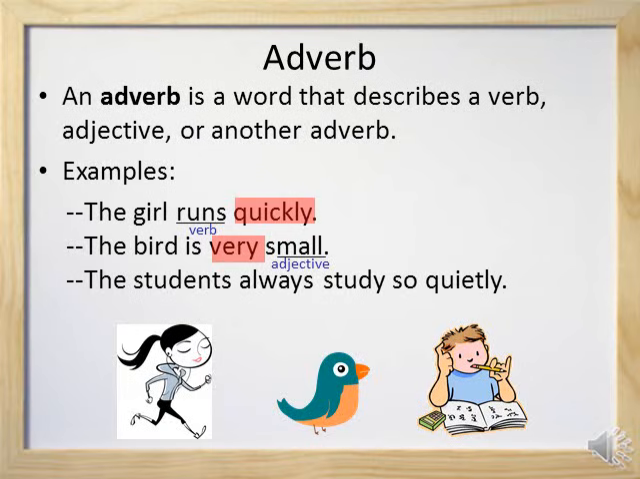And finally, the students always study so quietly. In this sentence, we have an example of an adverb that describes another adverb. Quietly is an adverb that tells how the students study. But there's also an adverb that tells us how quietly they study. Do you see that word? So. So is an adverb because it describes another adverb, quietly, by telling how quietly.